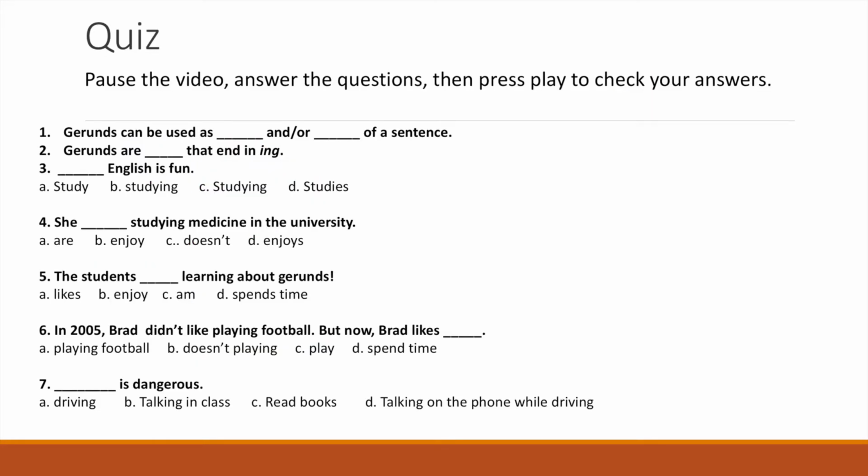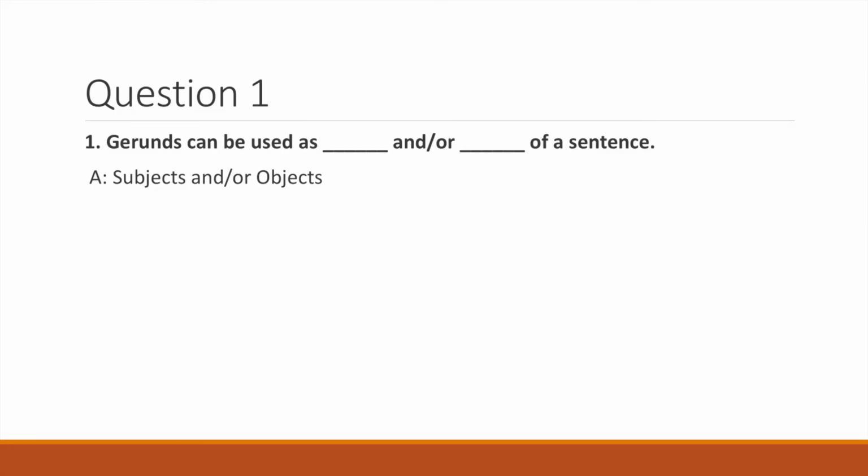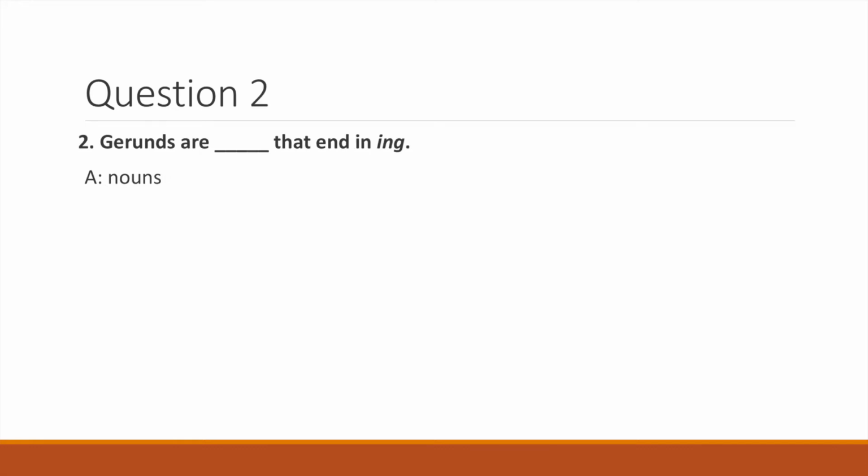All right, let's take a practice quiz. As always, pause the video, answer the questions, then press play so we can check your answers. Question 1. Gerunds can be used as blank and or blank of a sentence. The answer, you'll recall from previous slides, we can use them as subjects or objects of sentences. Question 2. Gerunds are blank that end in ing. Again, when we use the gerund, this becomes a noun. So we start with a verb, we add ing, therefore it becomes a noun.